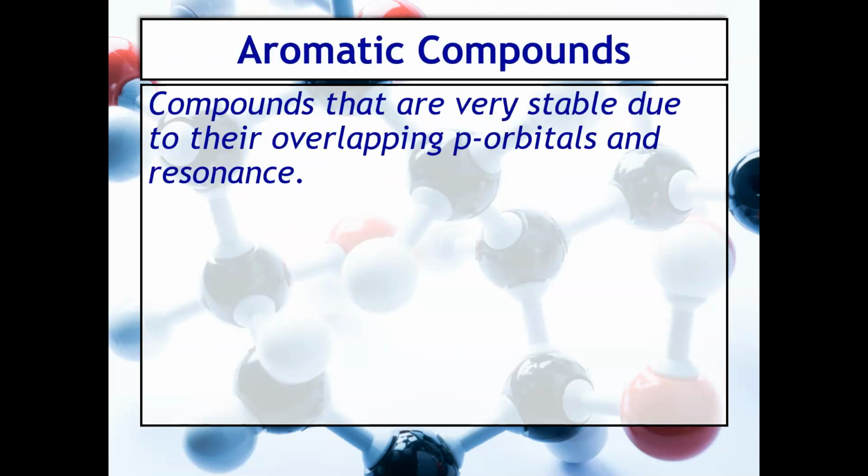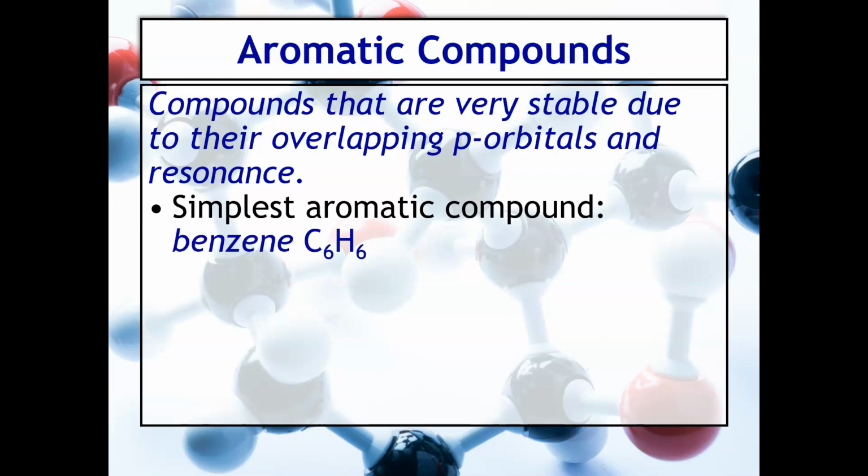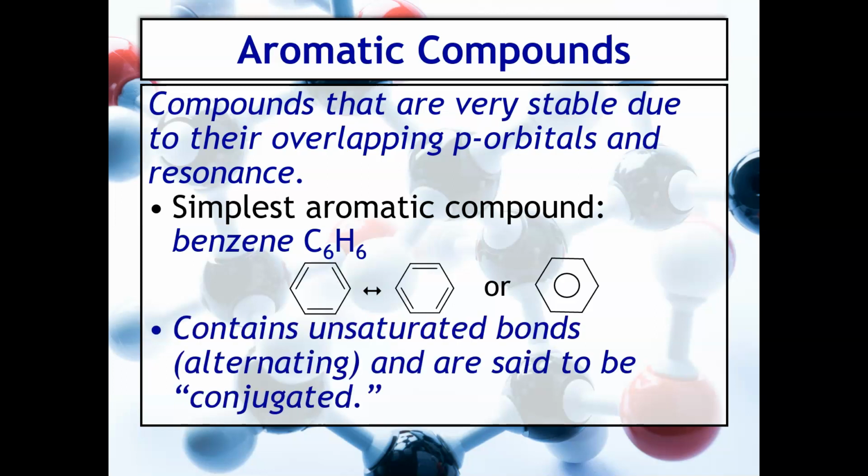So let's first talk about aromatic compounds. These are compounds that are very stable due to their overlapping p orbitals and resonance. The simplest aromatic compound is benzene. So it's C6H6, and we can show it as alternating double and single bonds, or you can show it with just kind of like a hexagon with a circle in the middle. That's a very common way of showing benzene. This contains unsaturated bonds. Remember, if it's all single bonds, then it's considered saturated. So this contains unsaturated alternating bonds and are said to be conjugated.